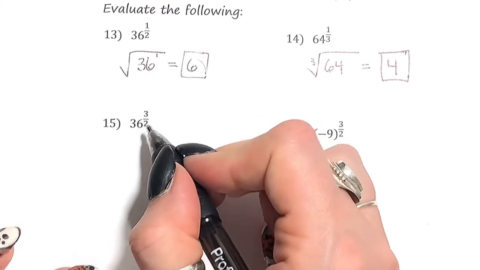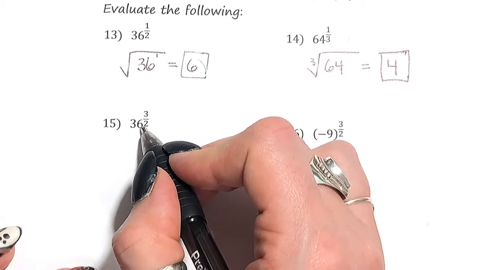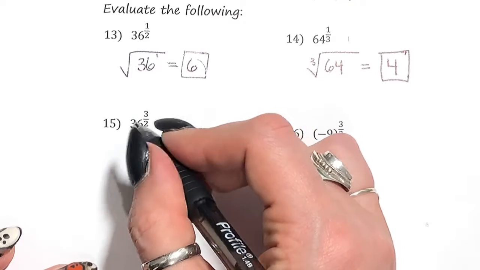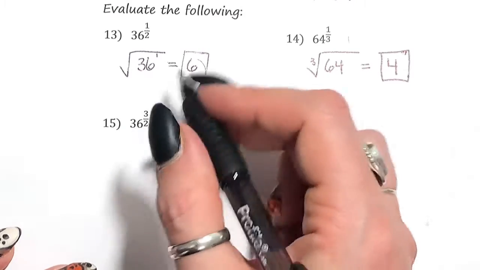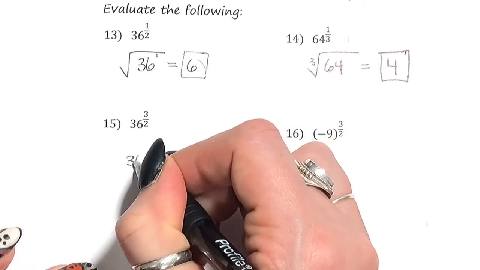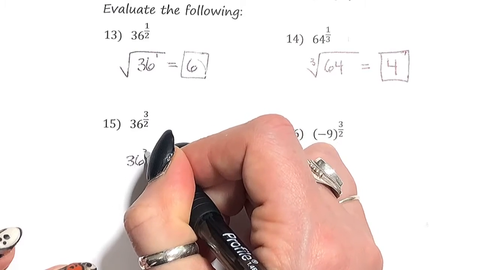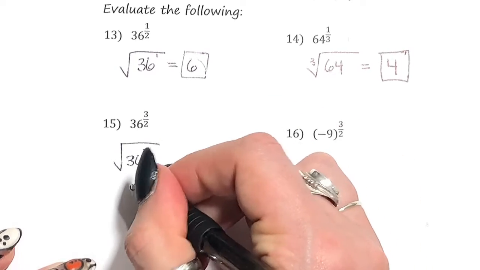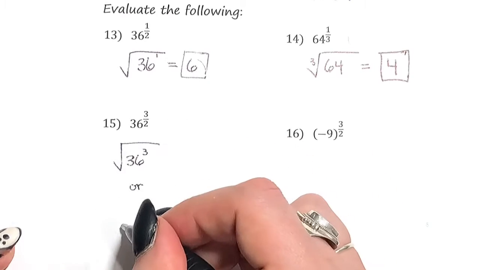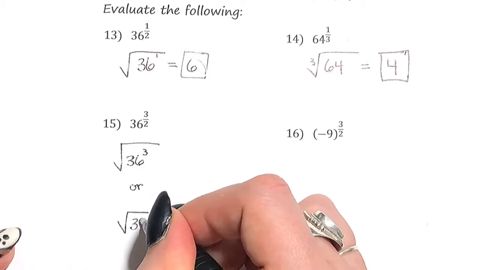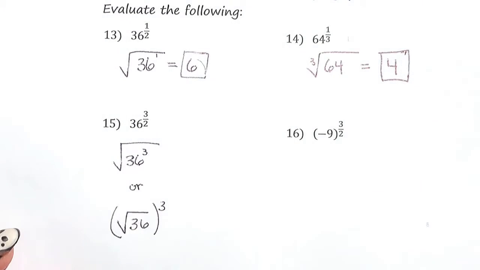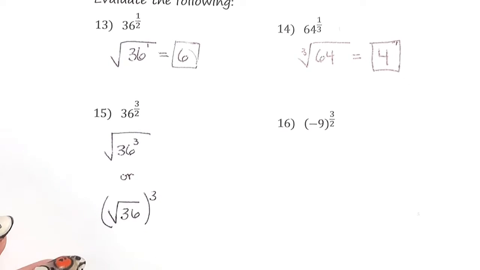Okay, on this next one, we have 36 to the power of 3/2. So I'm going to write this in both formats, because remember we can do the power first, 36 cubed, and then do the root on the outside, or you can do the root first, so we'll do the square root of 36 and then cube it.